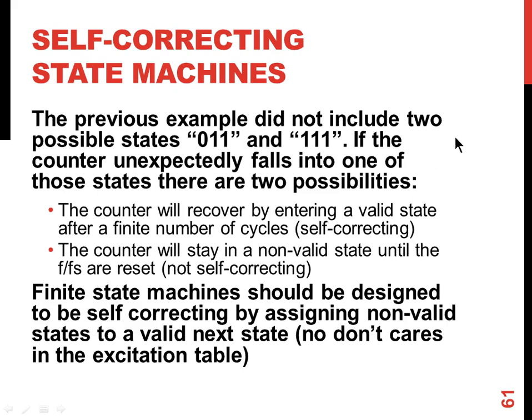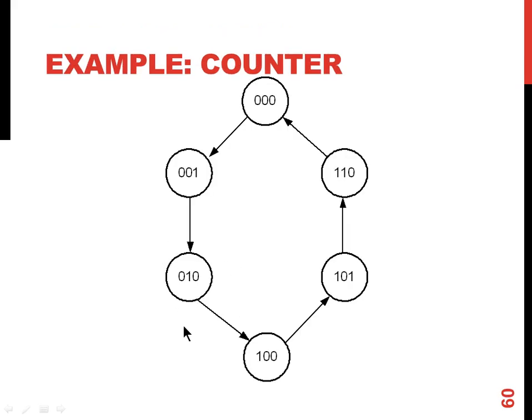The previous example did not include two possible states, 011 and 111. If the counter unexpectedly falls into one of these two states, there are two possibilities. The counter will recover by entering a valid state after a finite number of cycles, or the counter will stay in a non-valid state until the flip-flops are reset. So the 011 state is missing and the 111 state is missing.